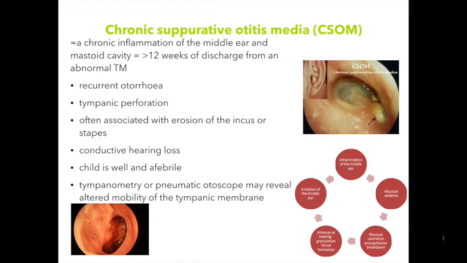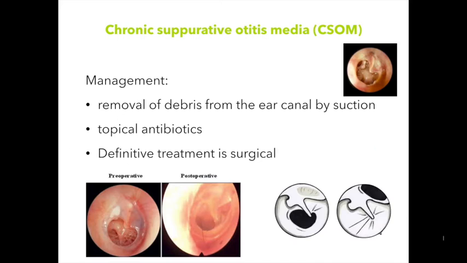Often part of the tympanic membrane has perforated. You can have erosion of the incus or stapes, and you just have this ongoing inflammation. So how do we manage it? We need to remove debris from the ear by suction. Topical antibiotics sometimes help, but typically the definitive treatment is surgical because the missing part of the tympanic membrane has to be opposed to close the defect. So this is done under general anaesthetic by an otologist consultant.